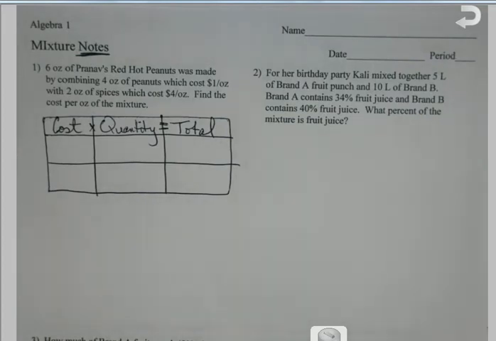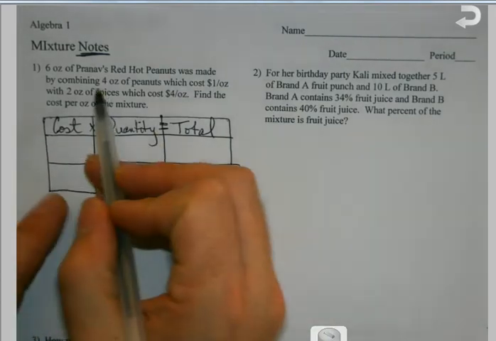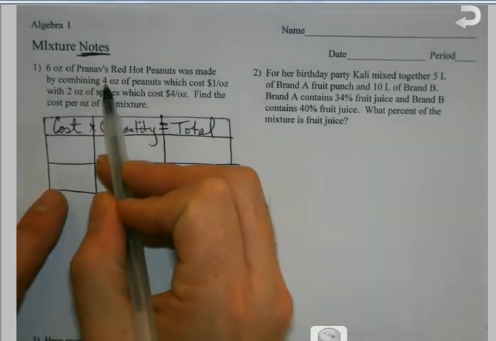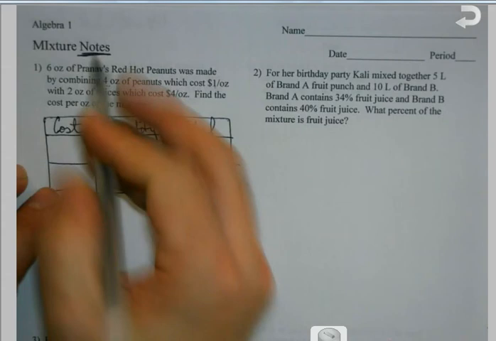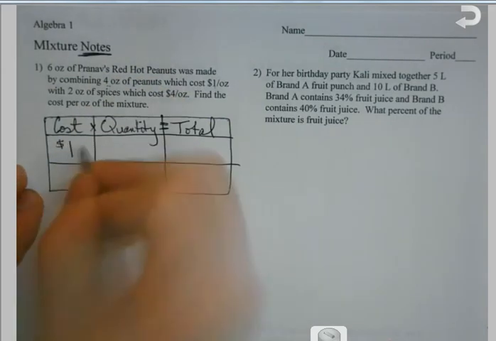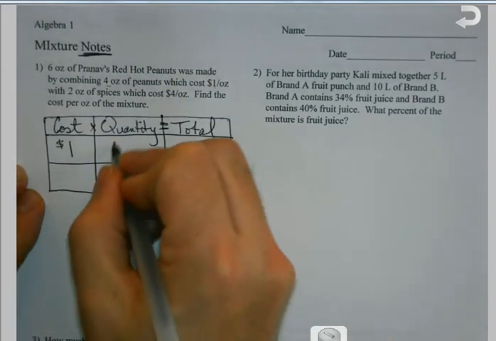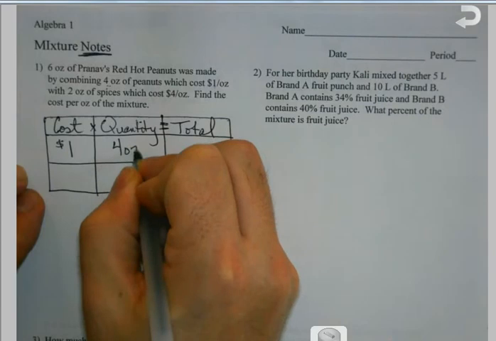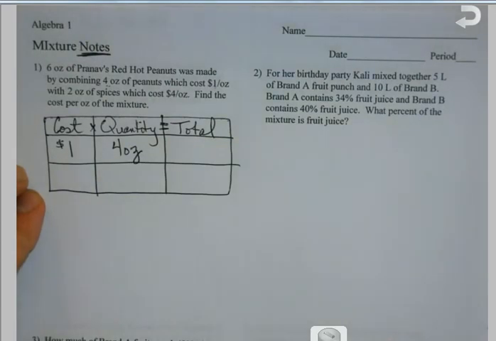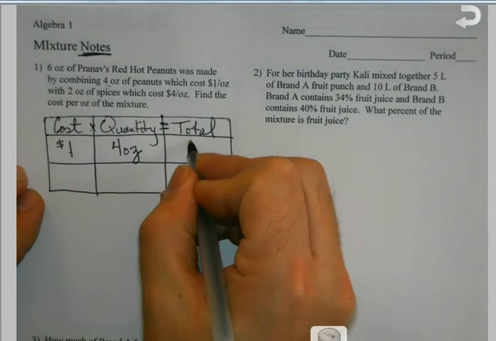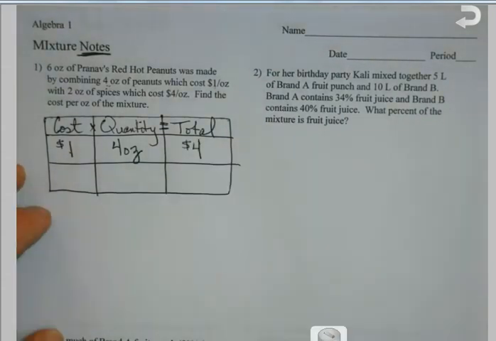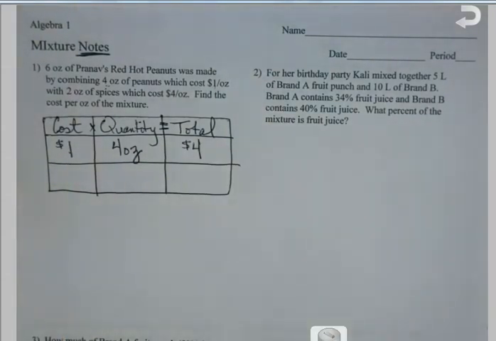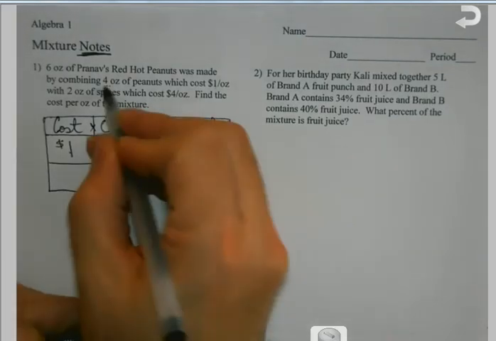Okay, so let's see what we've got here at the start. We've got 4 ounces of peanuts that cost $1 an ounce. Okay, so they cost $1. I have 4 ounces of them. So if I were to multiply that across, then 1 times 4 would mean that particular part of my mix cost $4. $4, $1 times 4 ounces. So that was my first part.